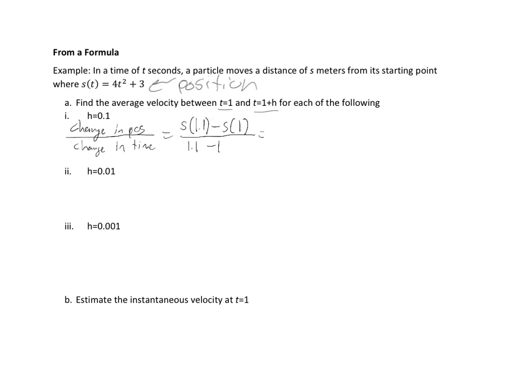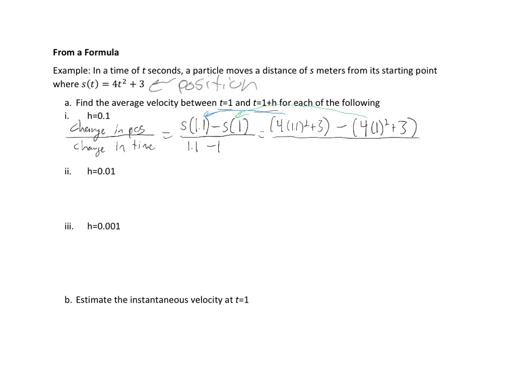And so if we plug all these values in, we want to plug 1.1 into the original s of t function to get the position of the particle at the time 1.1. So that's 4 times 1.1 squared plus 3. And again, if you're not understanding where that number is coming from, that is this s of 1.1, or the position at time 1.1, minus 4 times 1 squared plus 3. So that value is actually corresponding to our s of 1.